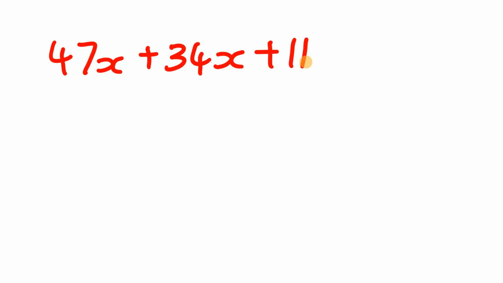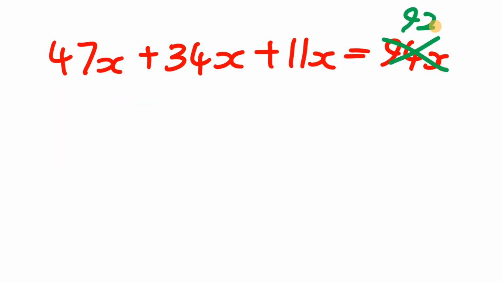For example, I would have something like 47x plus 34x plus 11x, and I would figure this out in my head, and for example I would get 94x, and this is the wrong answer. The answer to this is actually 92x. This is how I lost a lot of marks, with small mistakes like these. My mental maths at the beginning of my A-levels was really bad, and this is how I lost the majority of my marks in practice questions.